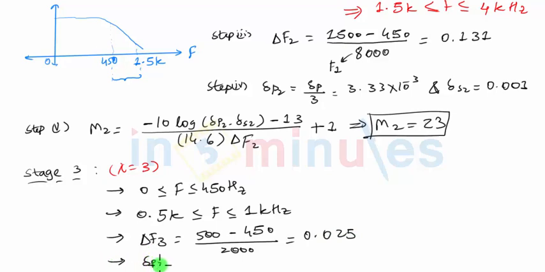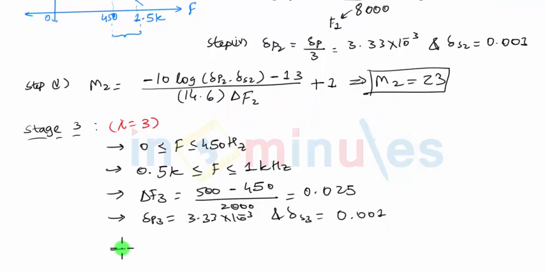After that, delta p3 will not change, 3.33 into 10 raised to minus 3, and delta s3 will always be 0.001, which is as per the given stop band ripple. And finally, when you calculate the length of the filter, this time your final answer will be 116. So this is the final complete design of 3-stage decimator. You may have design of 2-stage decimator where you will go through stage 1, stage 2 calculations. You may have 3-stage design as well. Make sure that when you do this in the exam, you show all the steps properly and all the values properly.